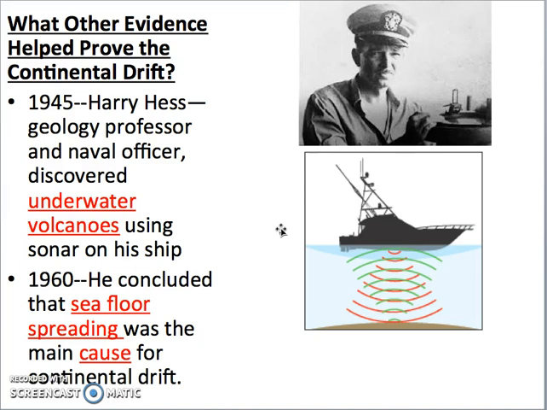So there were several other people that carried on his hypothesis and attempted to gather more evidence to try to prove it. One of the really important figures in the continental drift theory was Harry Hess. He was a geology professor and was a naval officer during World War II. And while he was on his naval ship, he used a technology called sonar, which is basically using sound waves to discover what's underneath the ocean. He was using that to try to discover German naval ships.